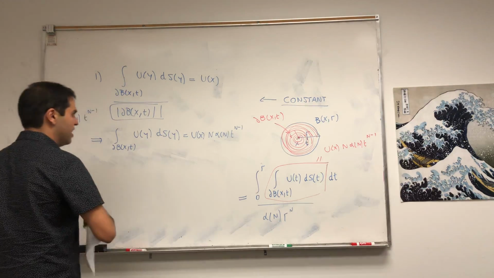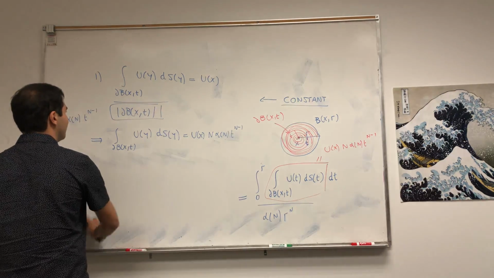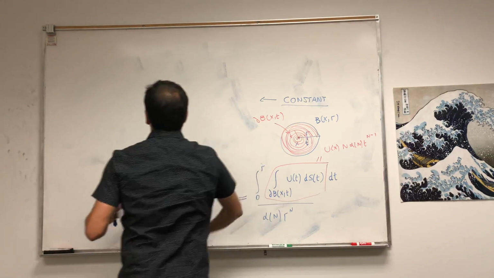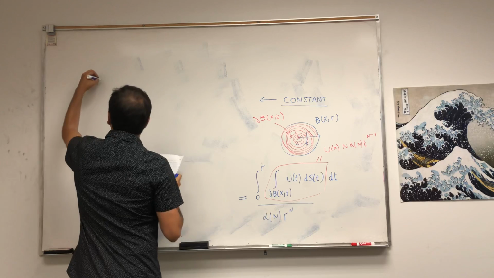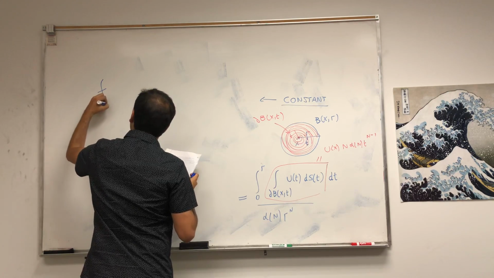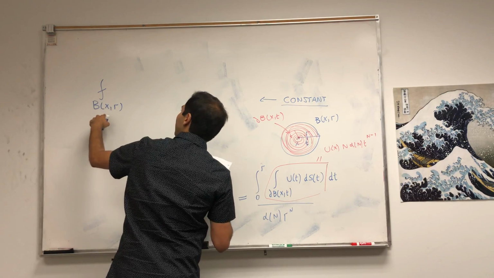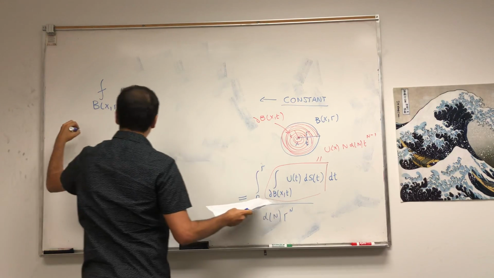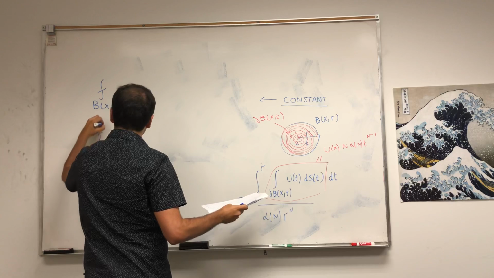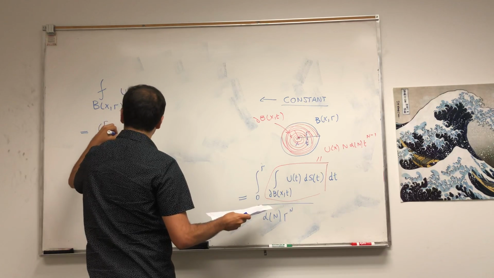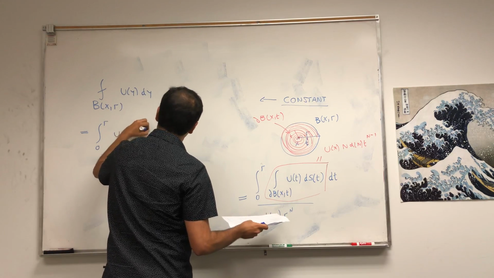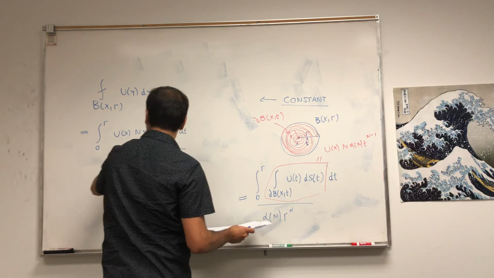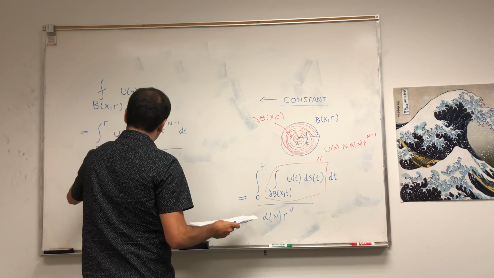And this in the end becomes, let me write this in a new thing just to be a bit clearer. So we found the average value over that ball of u of y dy. We now found this equals the integral from 0 to r of u of x n alpha n t to the n minus 1 dt over alpha n r to the n.